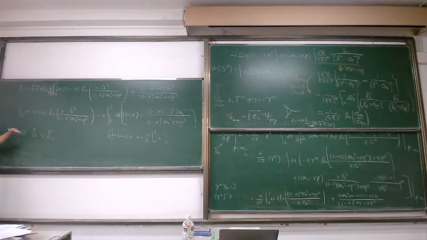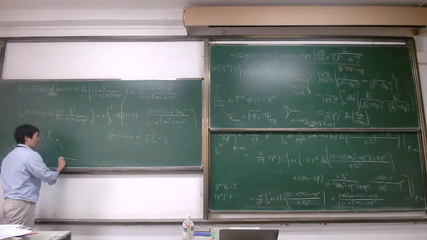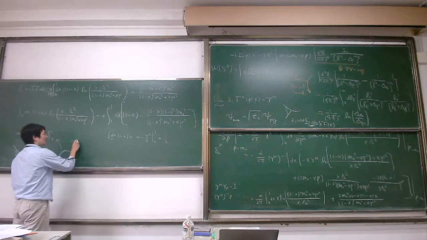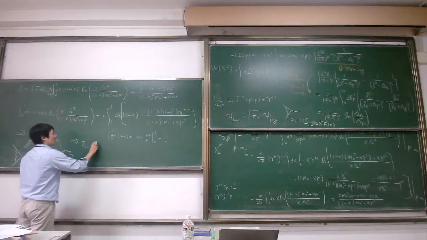And one can show delta 1 is equal to delta 2, in fact. Which is quite remarkable. Delta 1 is coming from this diagram, and delta 2 is coming from this diagram. Okay? However, at the end of the manipulation, one can show delta 1 is equal to delta 2. So this means that Z1 is equal to Z2.